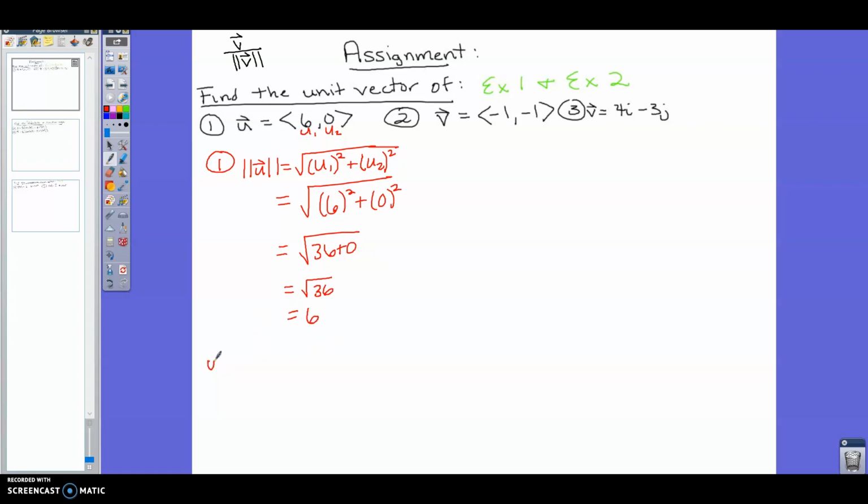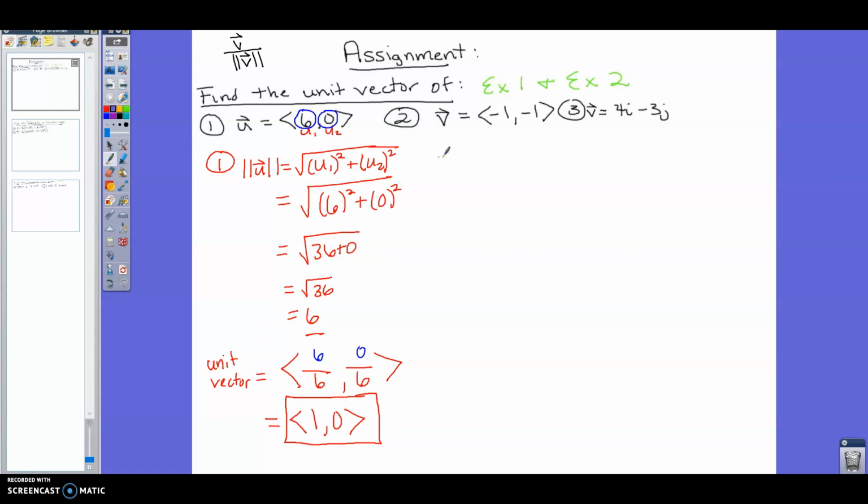So if we want to find the unit vector, we're going to take each of the components of our vector, and we're going to divide them by the magnitude, which we found was 6. So I'm going to take the 6 and the 0 and put those in the numerator. Then all we got to do is simplify the expressions. 6 divided by 6 is 1. 0 divided by 6 is 0. So our unit vector has an x component of 1, y component of 0.